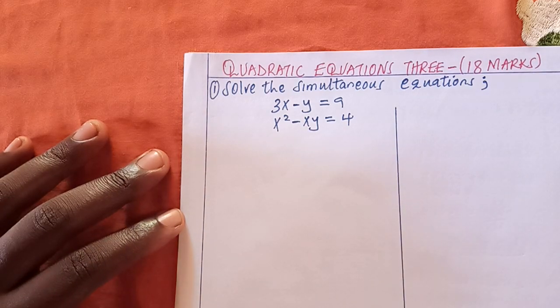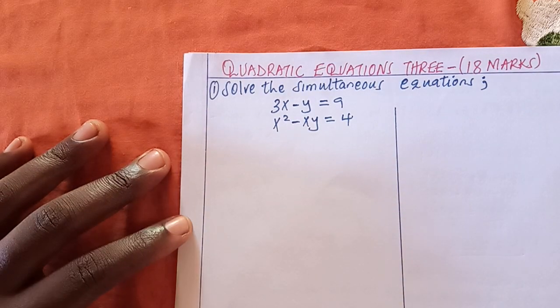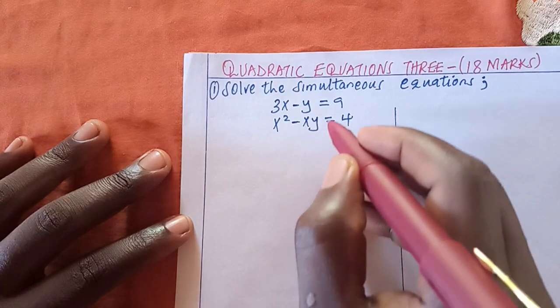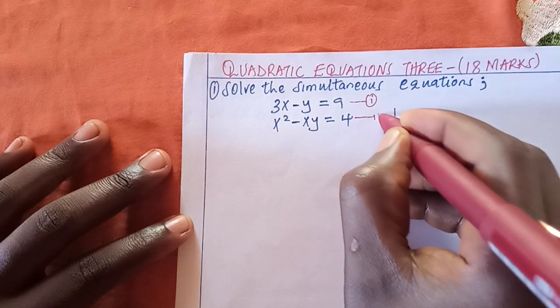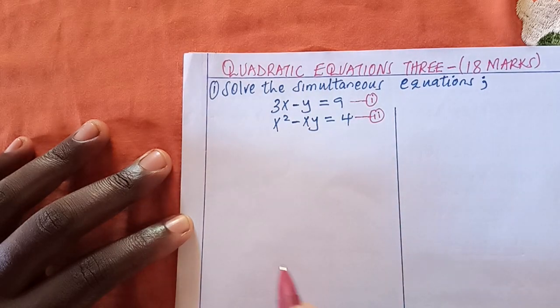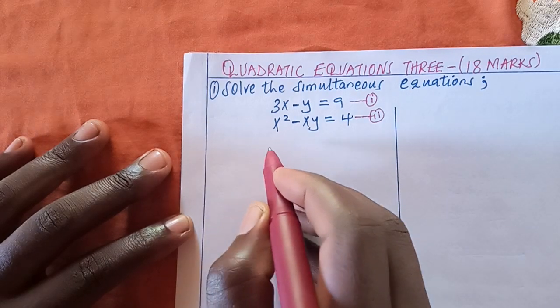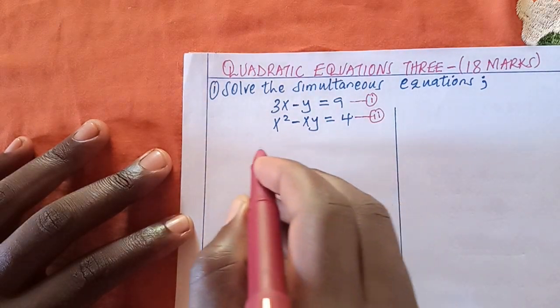Solve the simultaneous equations 3x minus y is equals to 9, x squared minus xy is equals to 4. Under this, we are going to use our first equation and make y the subject of the formula, and the equation that we are going to get, we are going to substitute in our second equation.